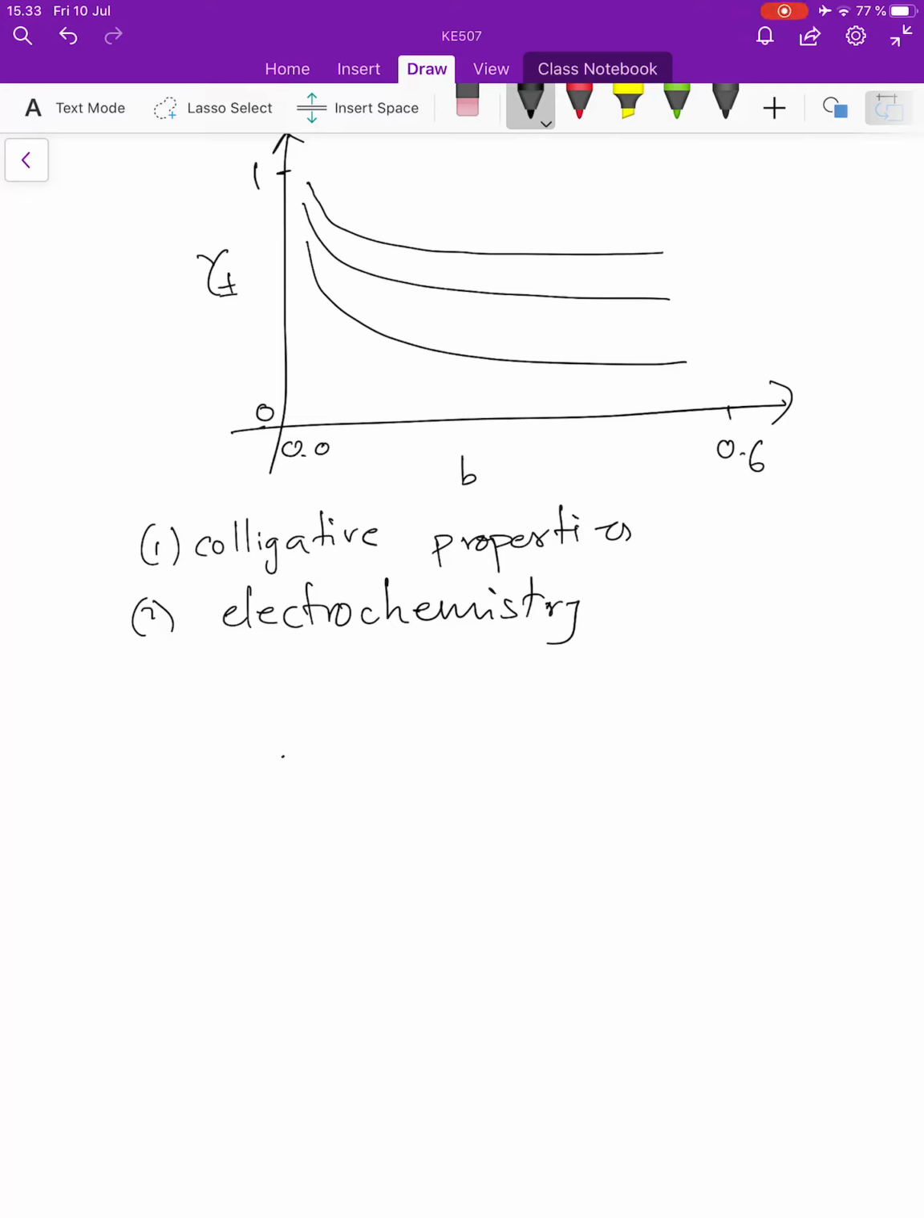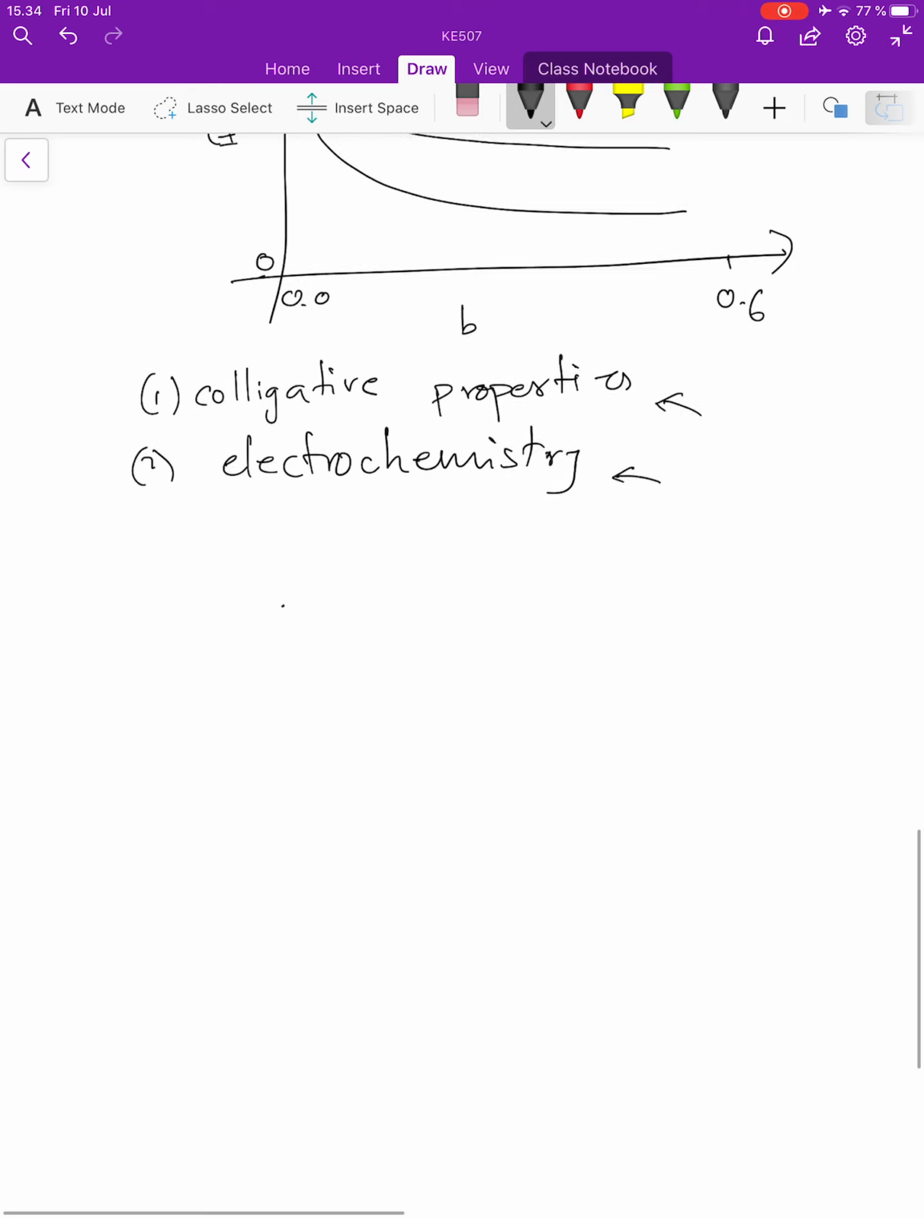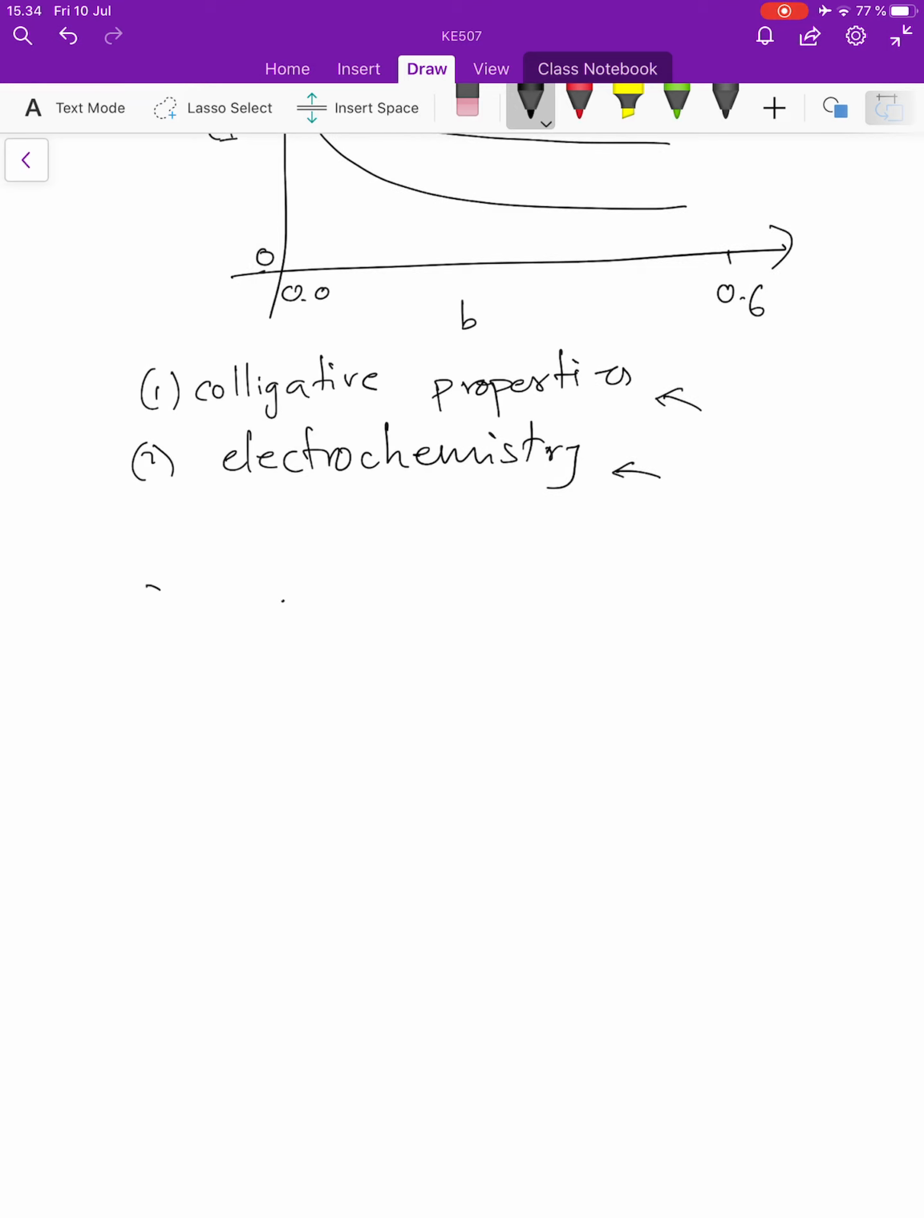So far, we have seen how to calculate the mean activity coefficient empirically. It can be done by either looking at colligative properties or using electrochemistry. For very dilute solutions, an estimate of the mean activity coefficient can be made from the Debye-Huckel theory. The Debye-Huckel theory provides a physical interpretation of why electrolytes are non-ideal.